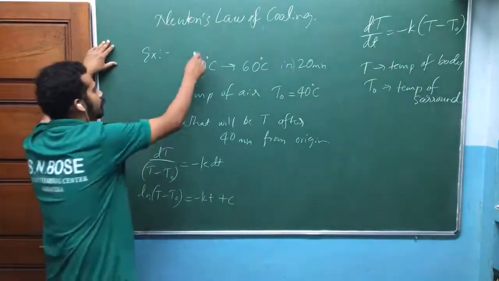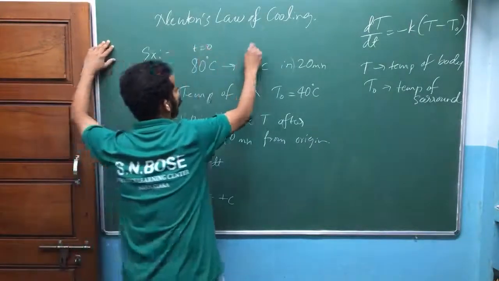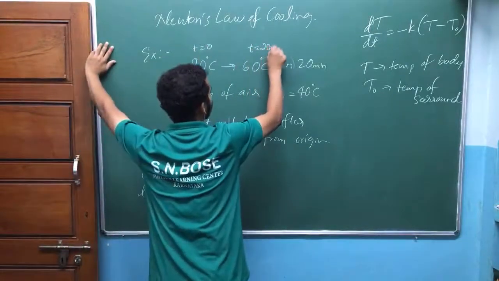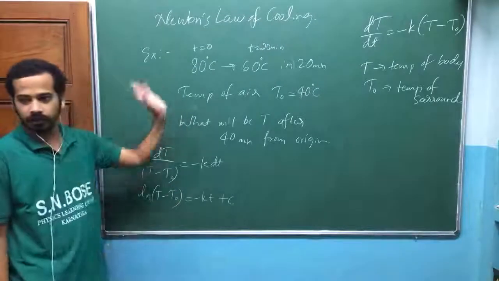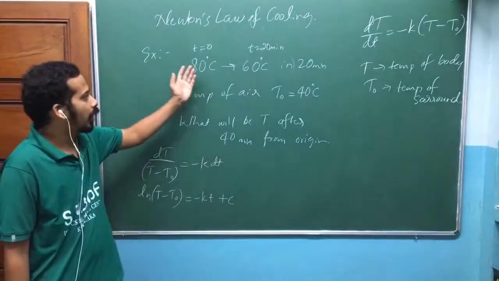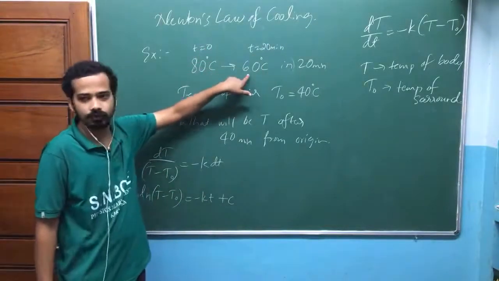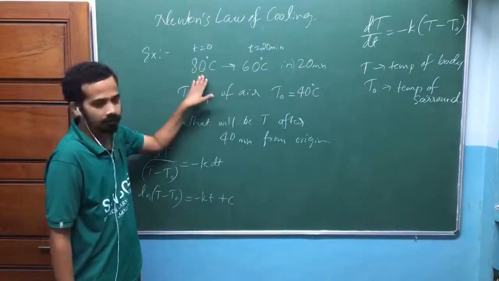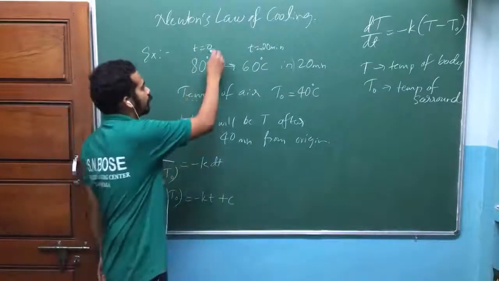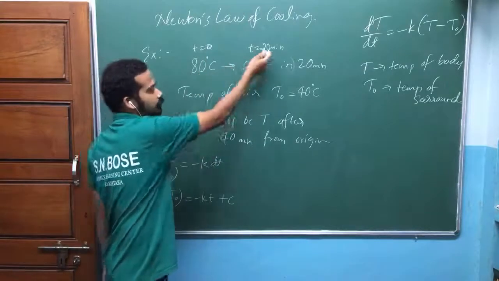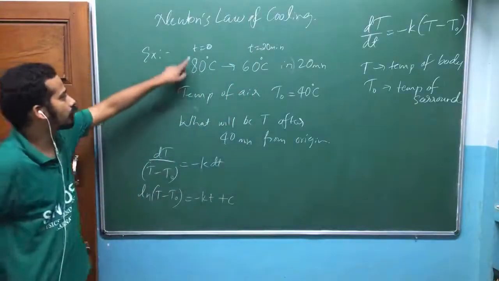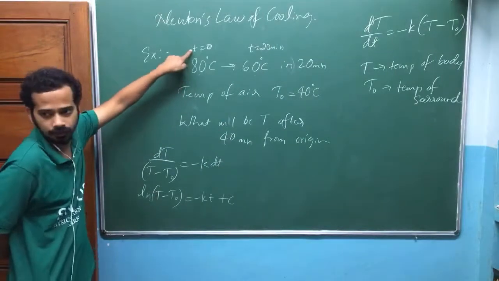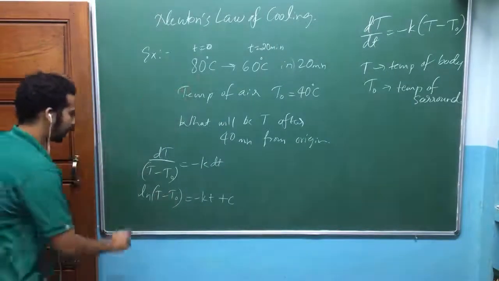Now look here. This is at t equal to 0, and this is at t equal to 20 minutes. At t equal to 0, it is at 80 degrees Celsius. He said originally, initially. After 20 minutes, it goes down to 60 degrees Celsius, so I take this one at t equal to 0 seconds, 0 minutes, and this one at t equal to 20 minutes. 20 minutes elapsed, isn't it? Now you know the temperature at t equal to 0.